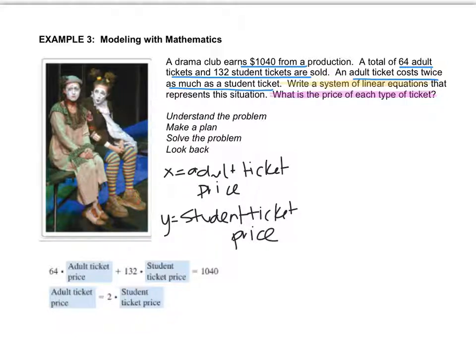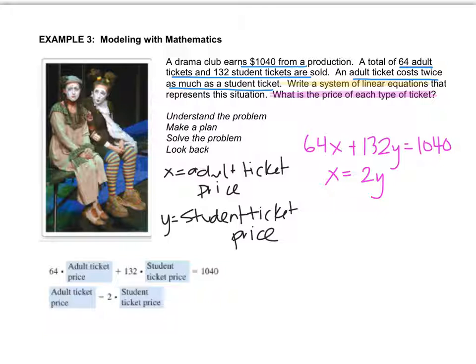And then we can write the equations: 64x plus 132y equals 1040. And then the other equation, adult ticket equals 2 times the student ticket, is going to simply be x equals 2y. Now you can see this is set up for elimination because it has a variable by itself.